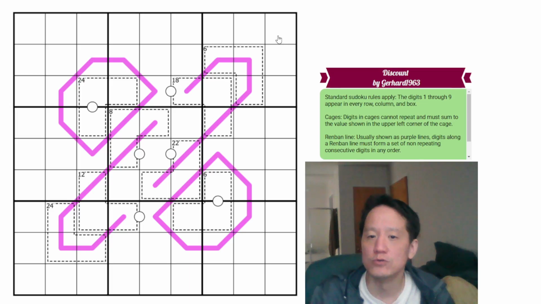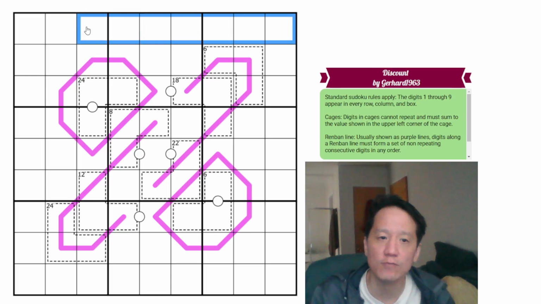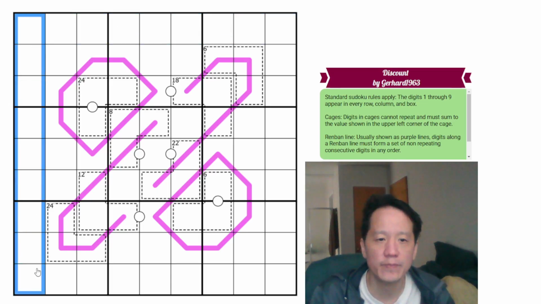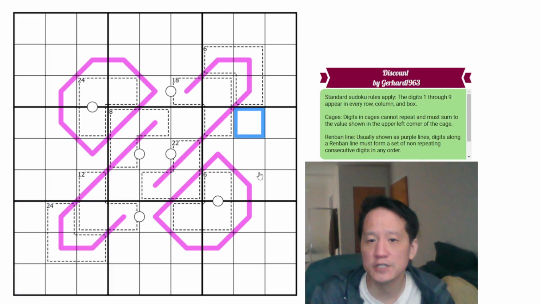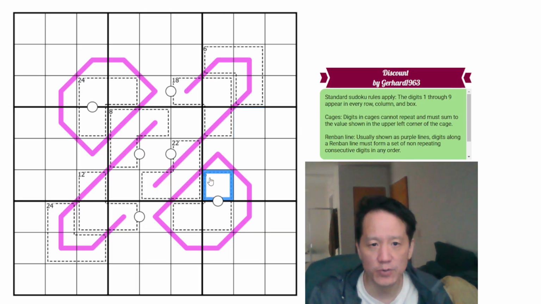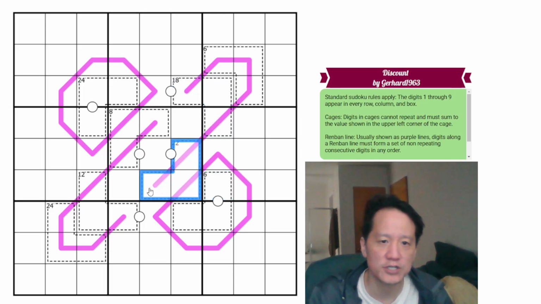Standard Sudoku rules apply. The digits 1 through 9 appear in every row, column, and box. Cages: digits in cages cannot repeat and must sum to the value shown in the upper left corner of the cage. So, for example, these three digits must add up to 18. These three digits must add up to 22. These three digits must add up to 6, etc., etc.